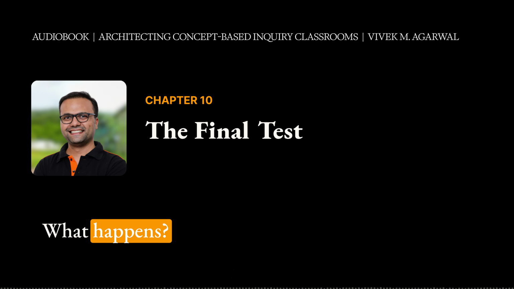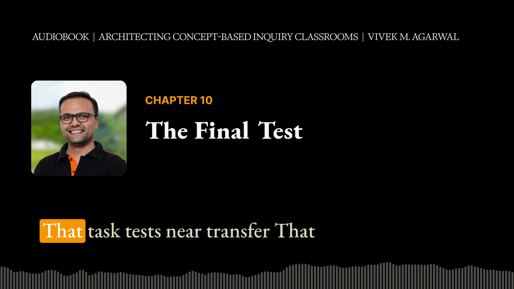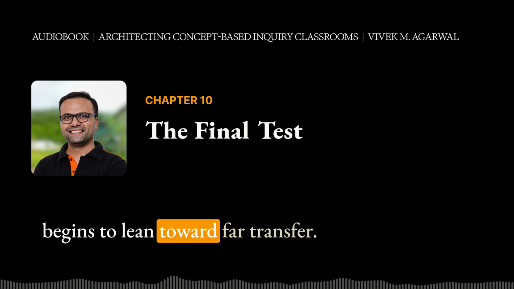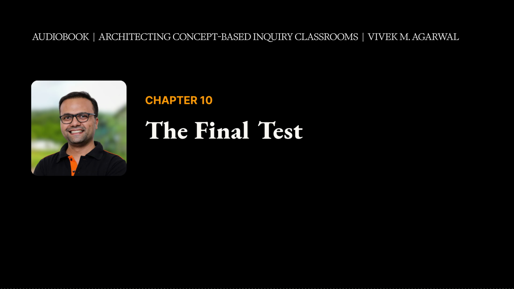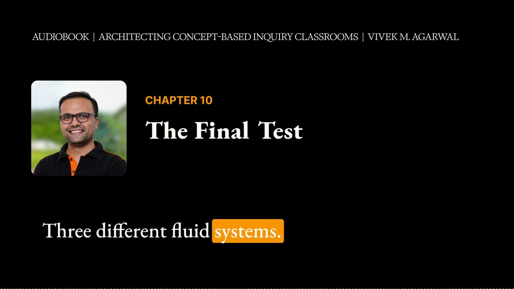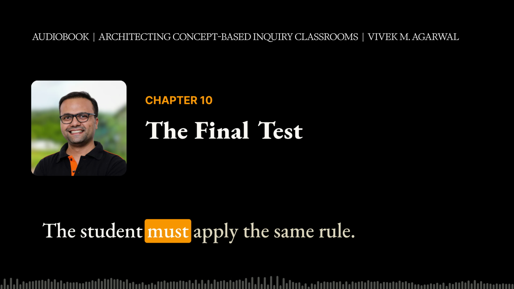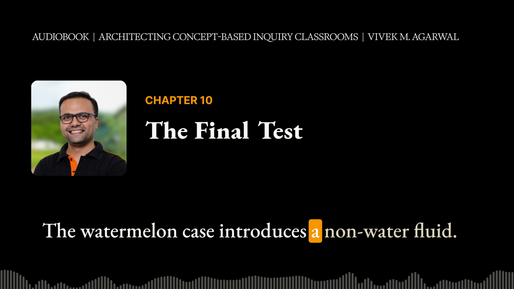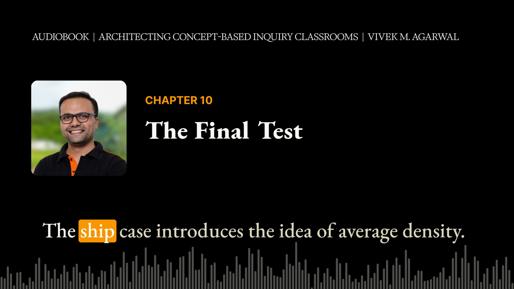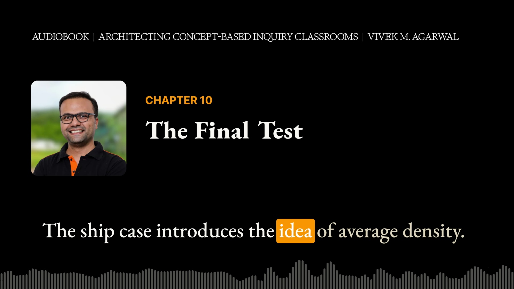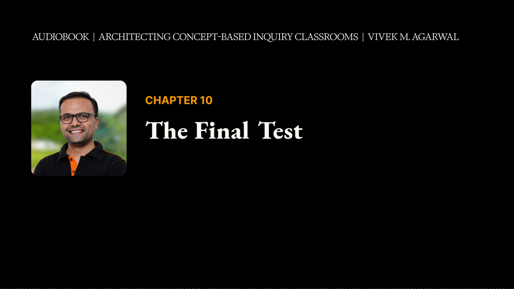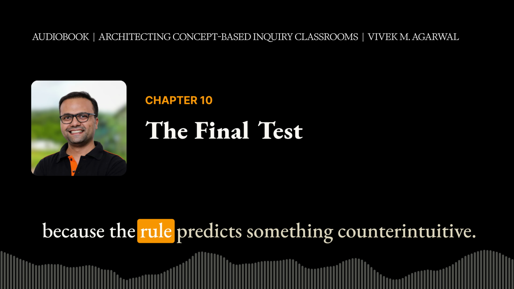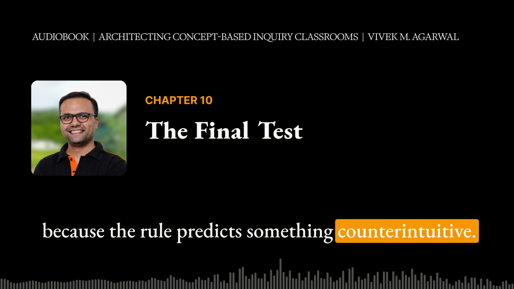What happens? Explain. That task tests near transfer that begins to lean toward far transfer. 3 different fluid systems. The student must apply the same rule. The watermelon case introduces a non-water fluid. The ship case introduces the idea of average density. The ethanol case challenges the student's intuition because the rule predicts something counterintuitive.